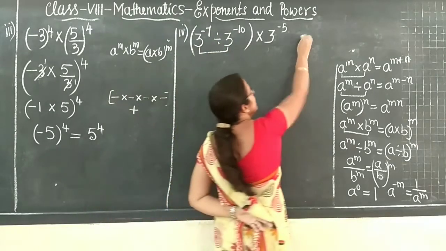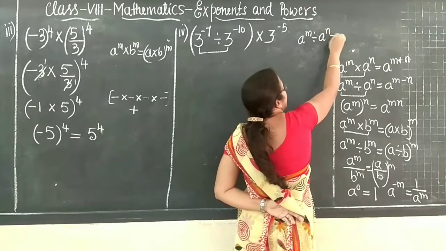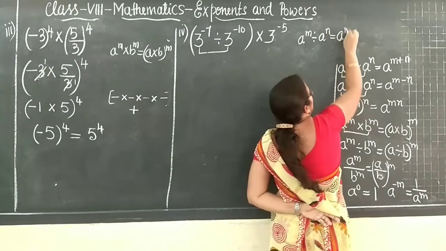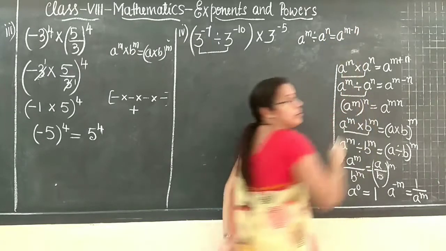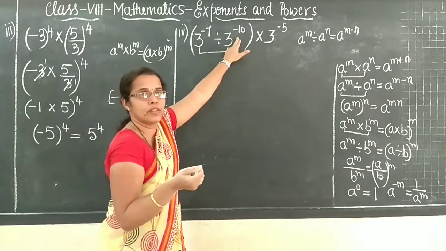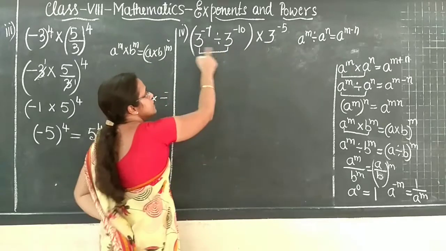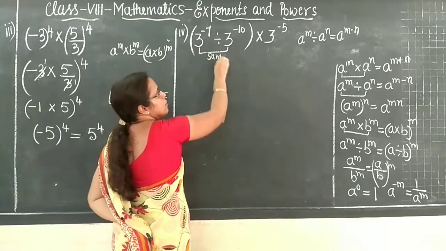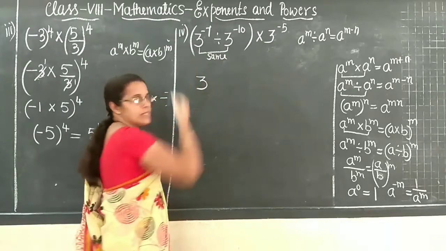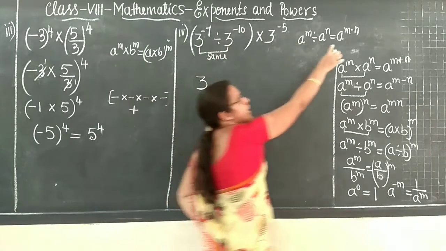Which law, children? a to the power m divided by a to the power n is equal to a to the power m minus n. Can you make out? When the bases are the same and powers different, you have to understand these cases and do them. Okay, the bases are the same, so write the base as it is. 3 is the base. Powers you have to subtract.